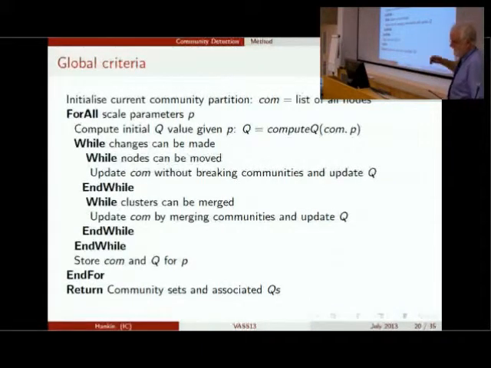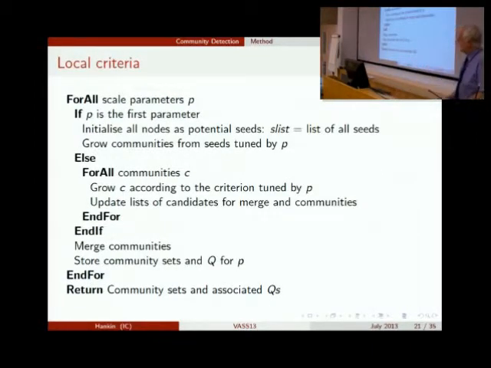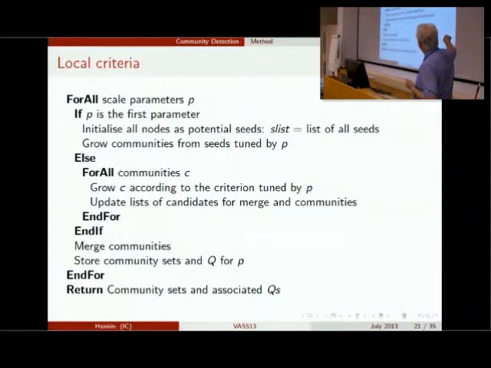That's it. Now, obviously, it's more than that. There's a lot abstracted away from that description, but it gives you a kind of idea of the way that works. The local criteria algorithms work in a slightly different way. Basically, here we've got an outer loop again for all scale parameters. If this is the first time through this loop, then we initialize again with every node as a potential community by itself. And then what we're going to do is grow communities from the seeds tuned by P.